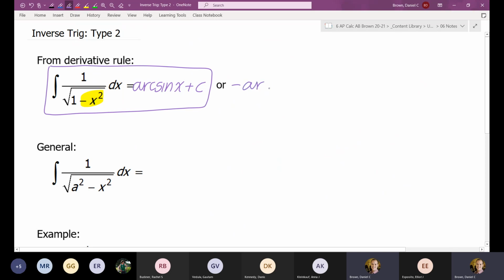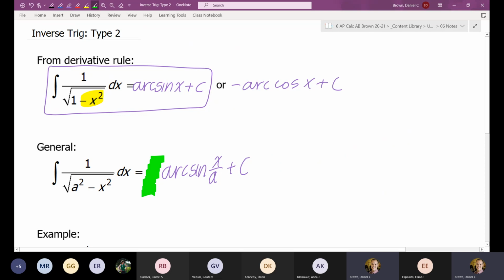Technically, it's also equal to the negative arccosine of x plus c, but we don't need to really know that one for AB or BC. We don't really need to know it for AP Calc. That's just extra information. Of course, we're not always going to have that most basic case. There often will be a number other than 1 that you're subtracting the x squared from. The formula in the general case, and be careful when you write this down, is just the arcsine of x over a plus c. Do make sure you notice there is no 1 over a in front, so don't accidentally memorize the rule incorrectly for arcsine.